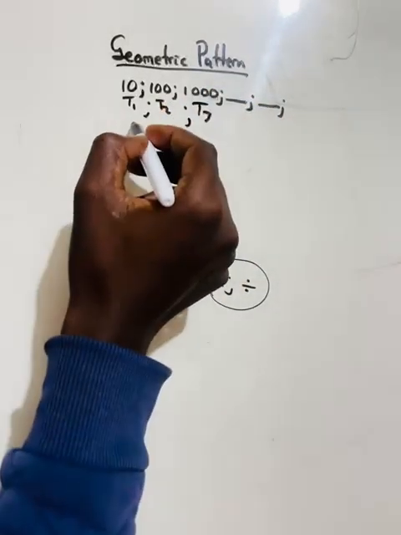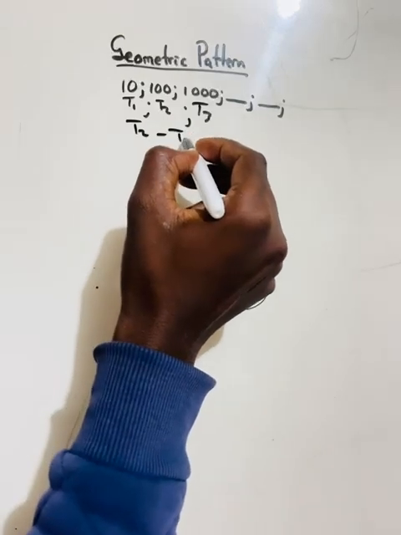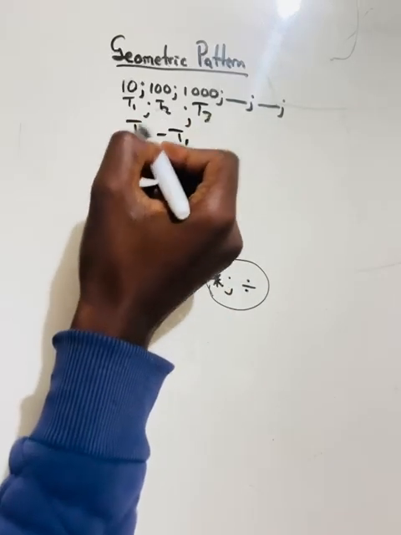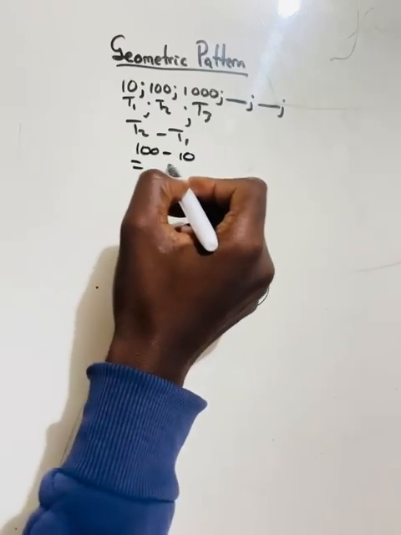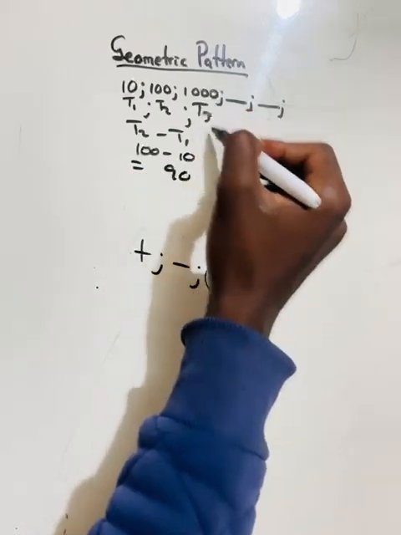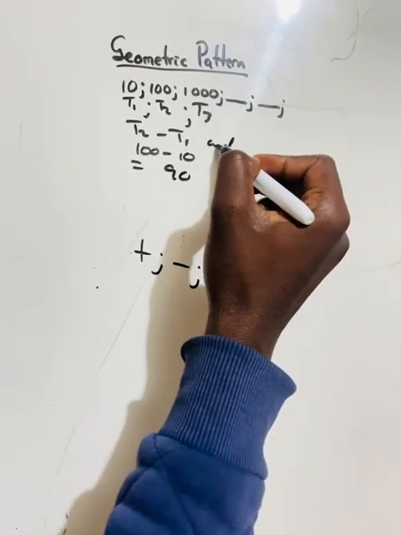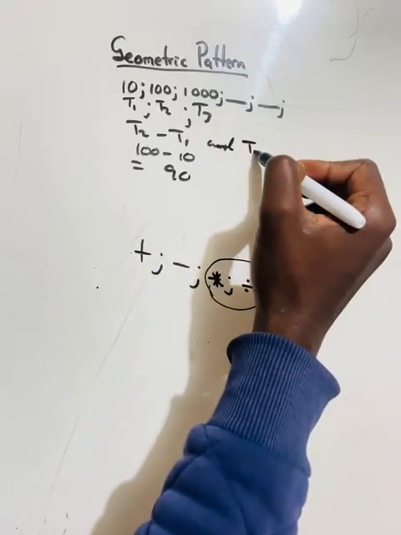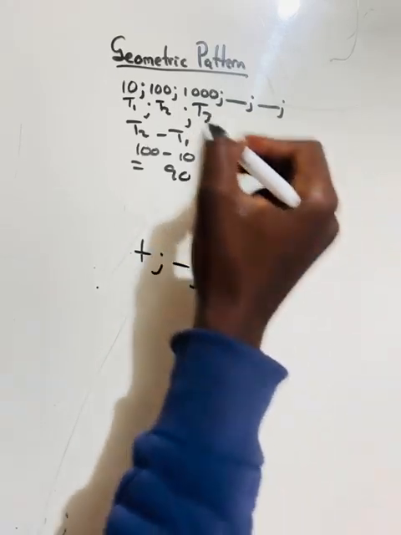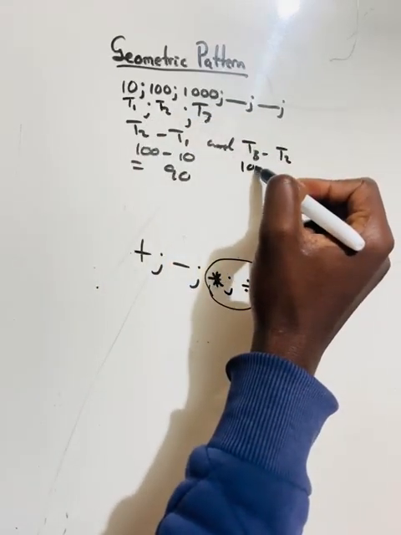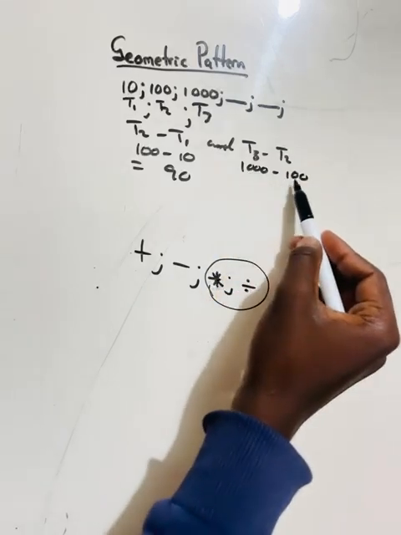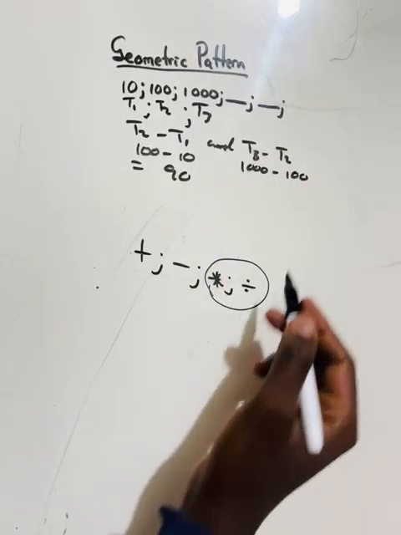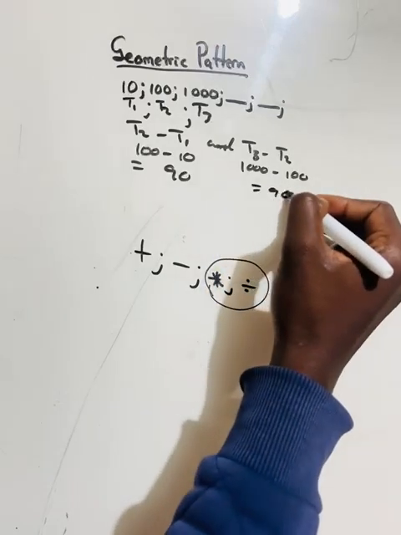So if I'm to say term 2 minus term 1, 100 minus 10, the answer that I get is equals to 90. And then I say term 3 minus term 2. Term 3 is 1,000, term 2 is 100. And when I say 1,000 minus 100, I get 900.